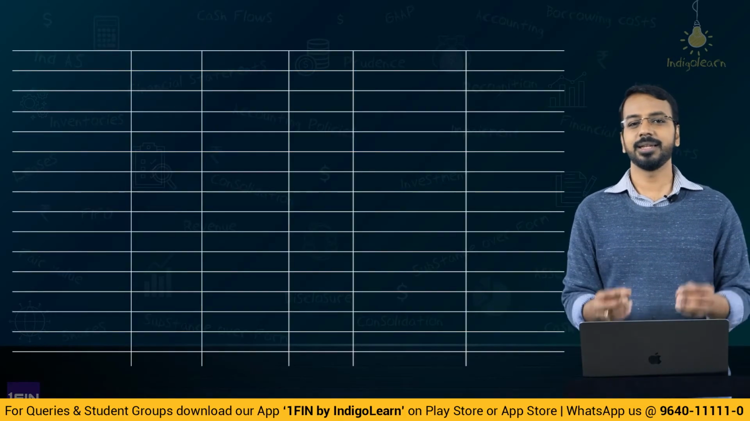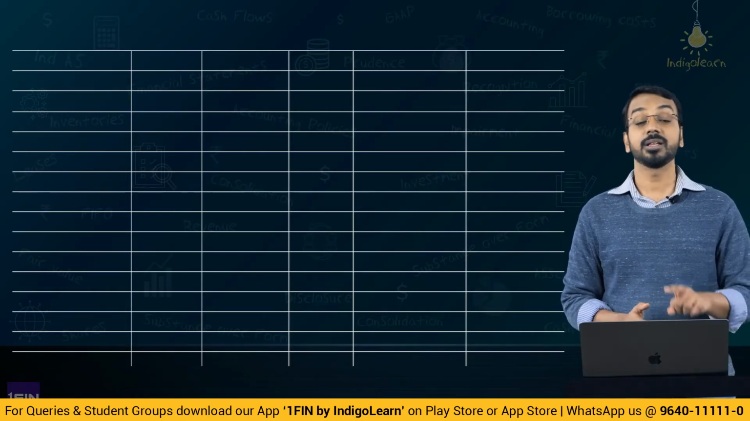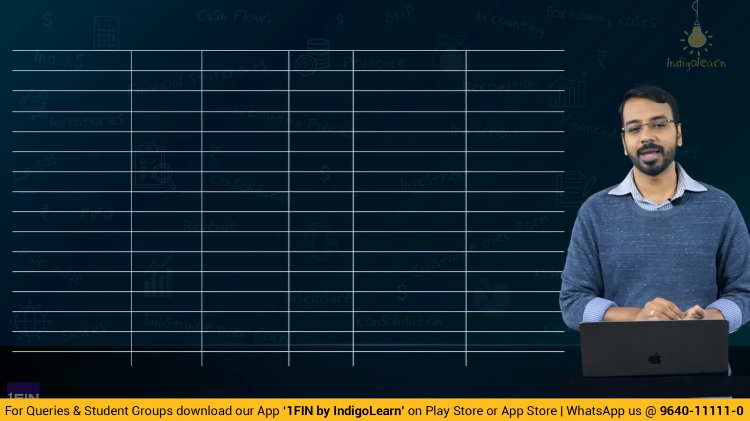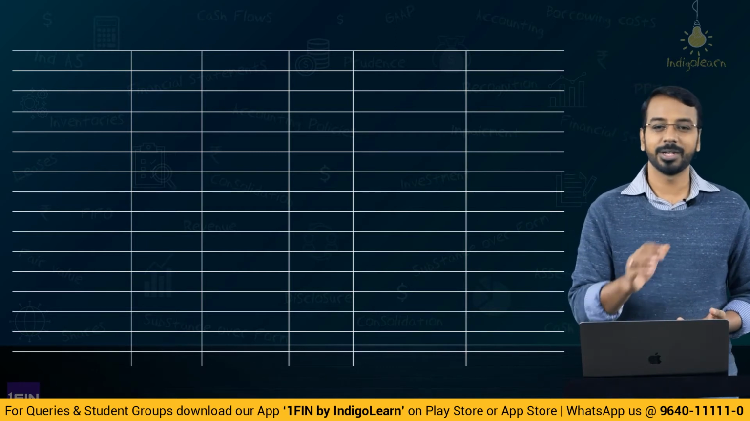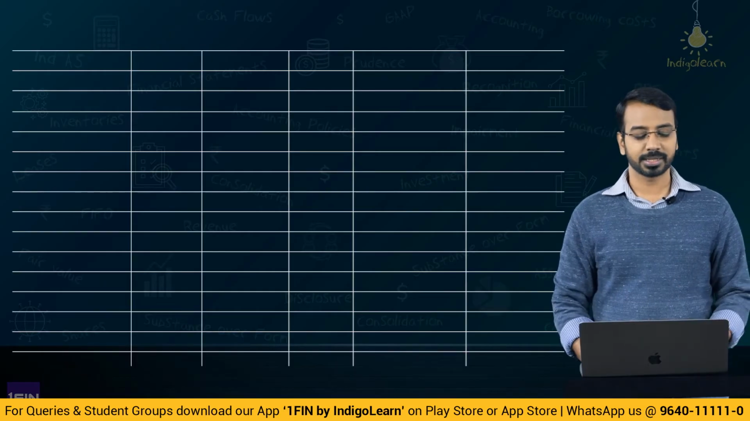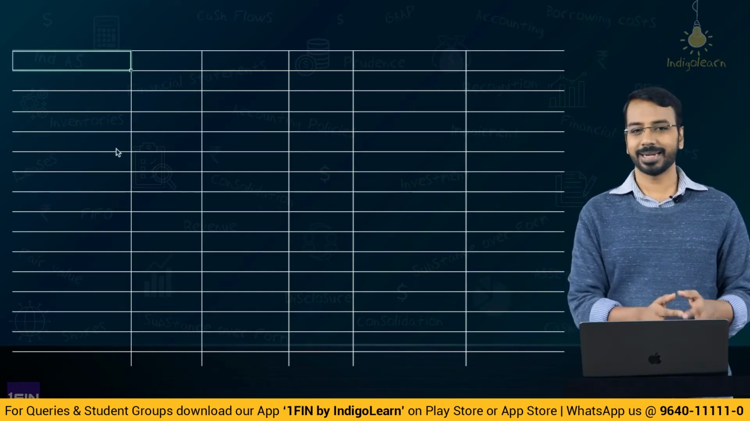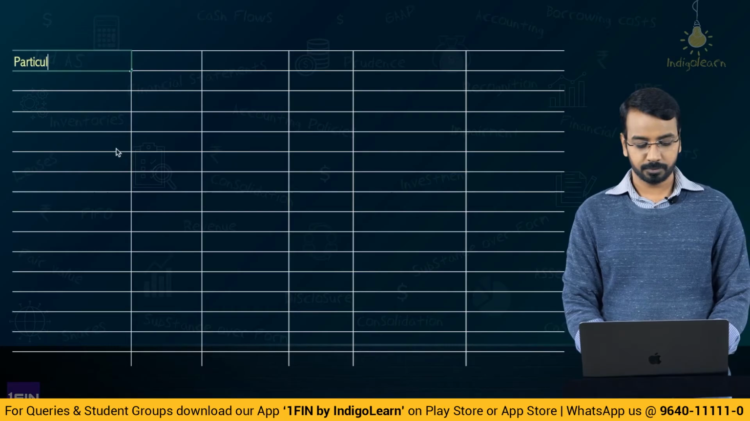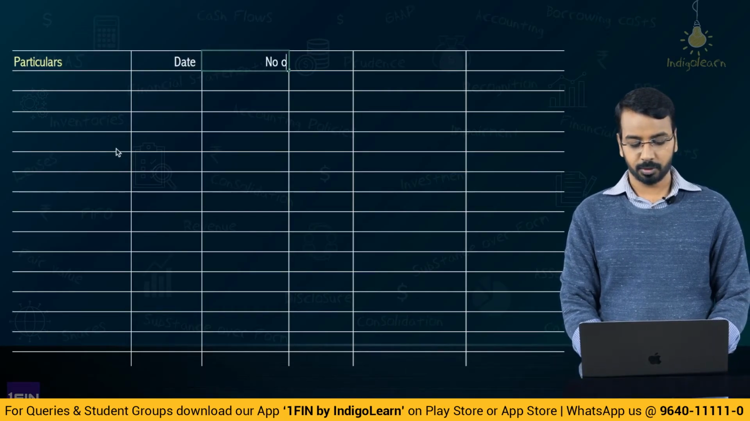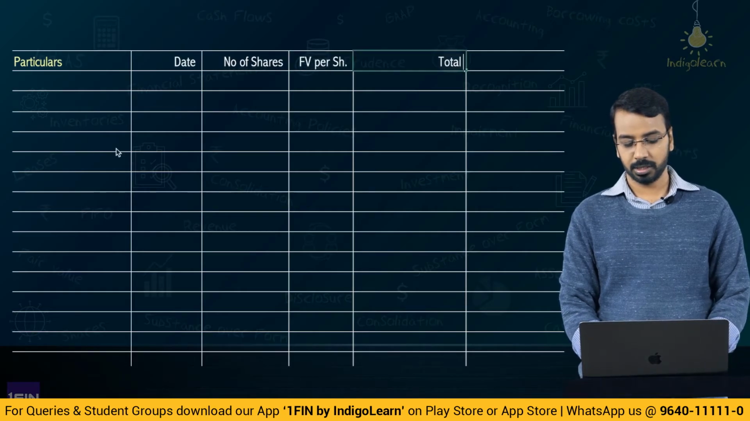Now, in this case, there is a share-based payment transaction with a cash alternative, and the employee has the option. So we have to determine the liability component and the equity component. Let us write down the data: particulars, date, number of shares, fair value per share, total fair value.